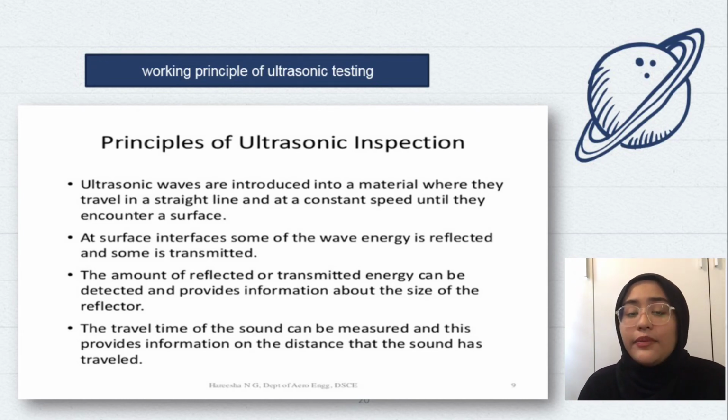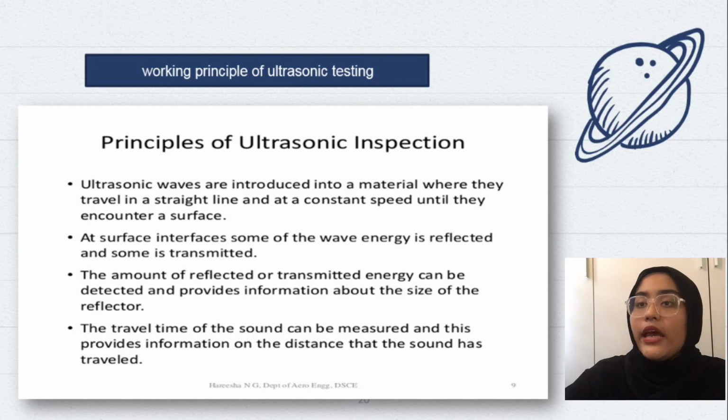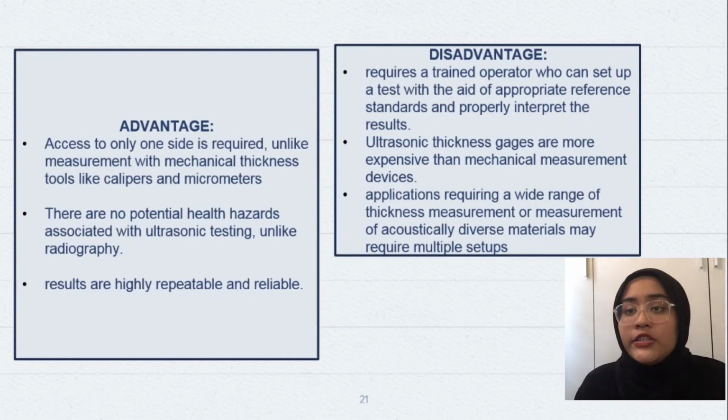So the reflector can be anything. It can be a plain surface, it can be defects, it can be air, anything. So we can actually measure that. So the advantage is, if we want to measure the thickness, it only requires one side. There are no potential health hazards associated with ultrasonic testing, unlike radiography, and the results are very reliable and repeatable.